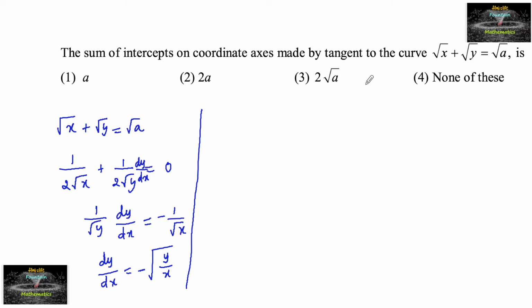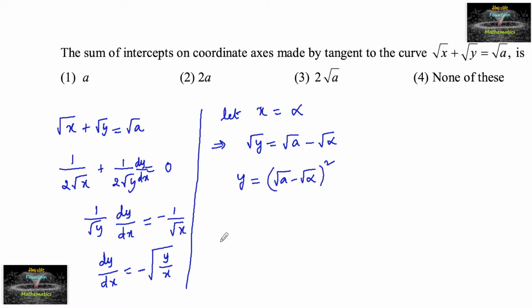Now let's find a tangent at a point. To get a point, let x is equal to alpha, which implies root y is equal to root a minus root alpha, or y is equal to root a minus root alpha whole square. So let's consider the point x comma y to be alpha comma root a minus root alpha whole square. This is the point.